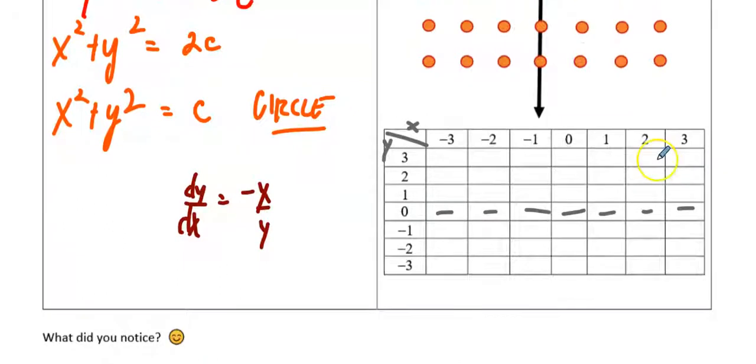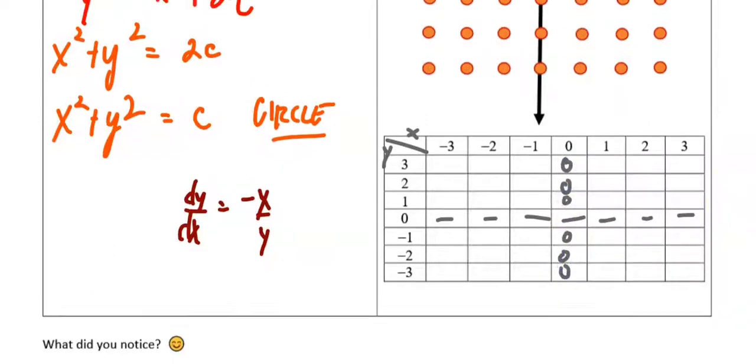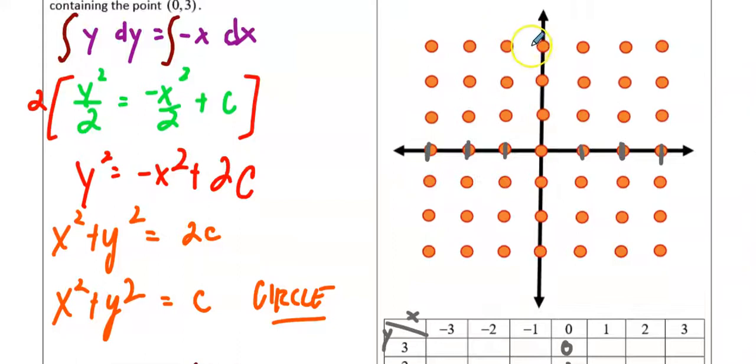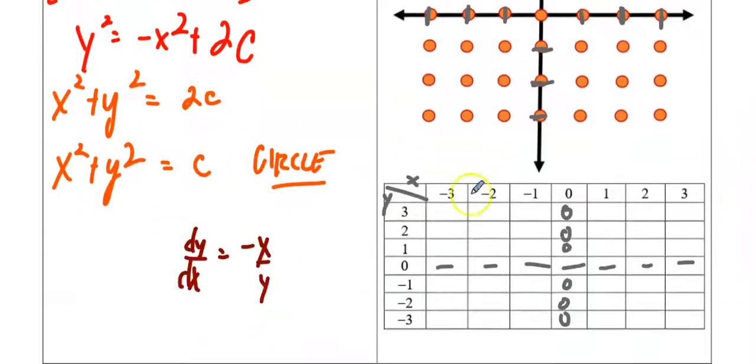Then if we make x equal to 0, well then this whole thing is going to end up being 0, right? All these are going to be 0. So we're going to go ahead and use slope up here to do 0. And so we're just, again, creating a nice little visual that represents this differential equation. And then we're going to tie them together here in a second.